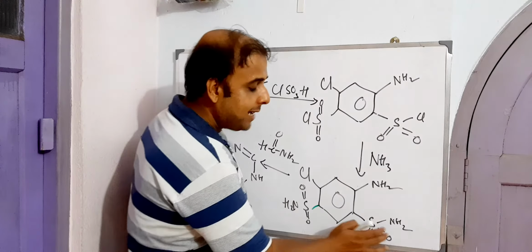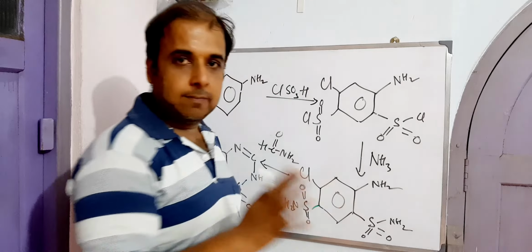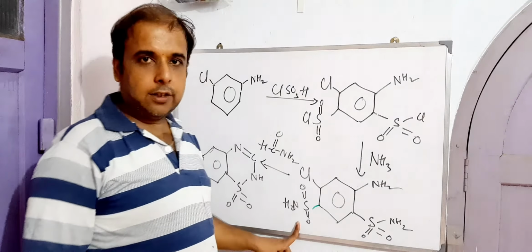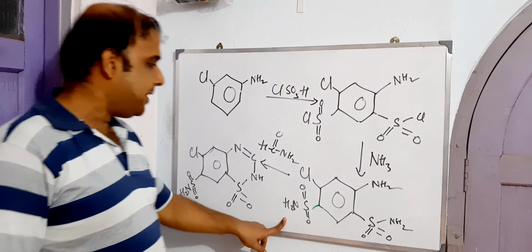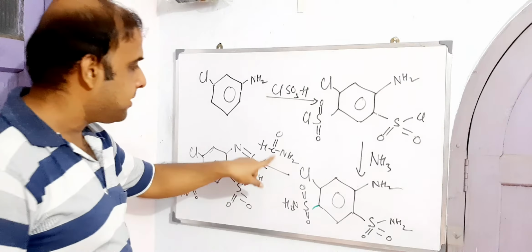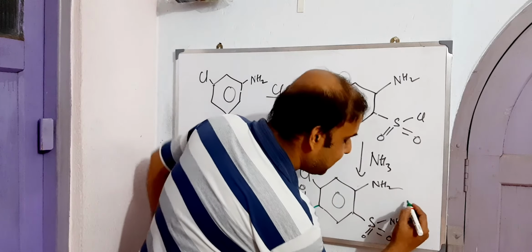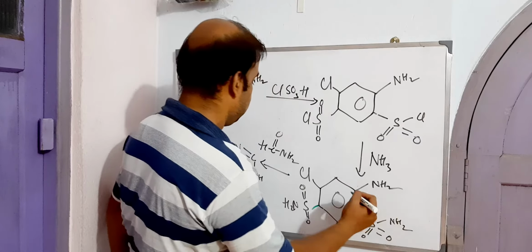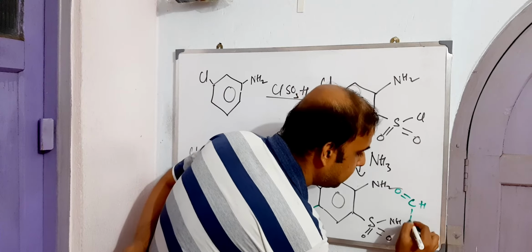One SO2NH2 has to be involved in making the ring, but the other has to be left free. So what next? Next we brought HCONH2, that is formamide. Suppose we place the formamide here like this. What happened here is that H2O leaves, leaving behind the N double bond CH, the one which is there in chlorothiazide.